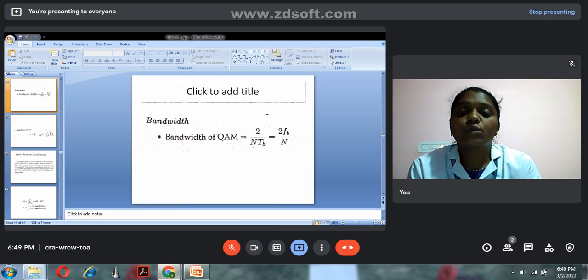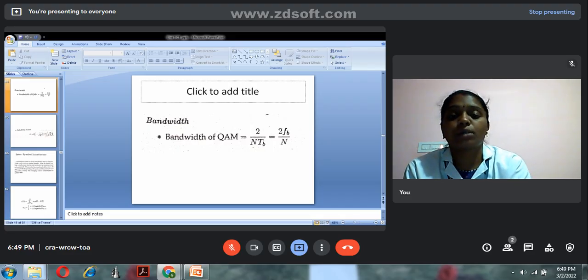The bandwidth of QAM is equal to 2 divided by n into Tb. Tb is the bit duration, and Tb is equal to 1 divided by fb, so fb goes to the upper side. So 2 into fb divided by n is the bandwidth for QAM.